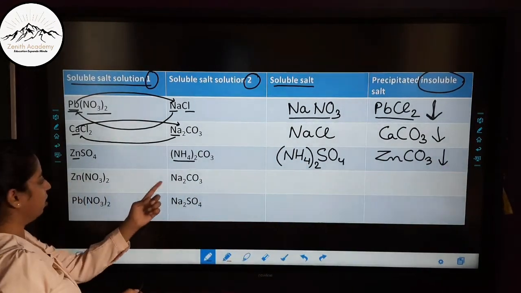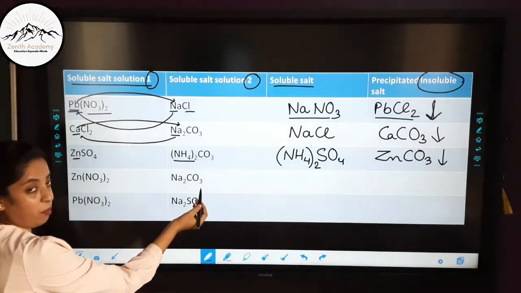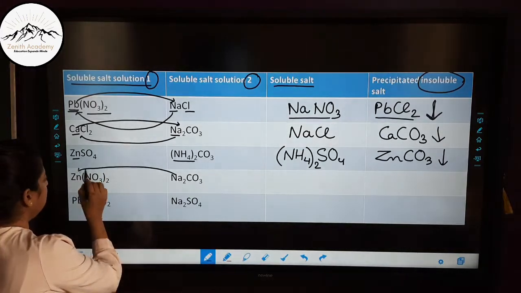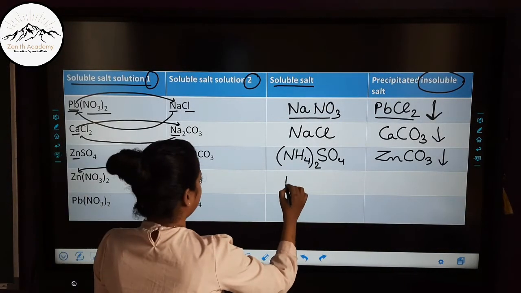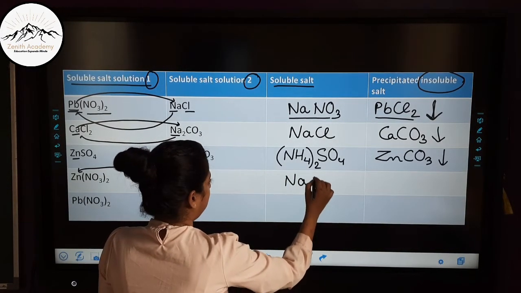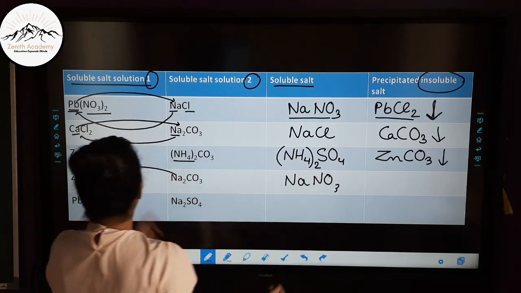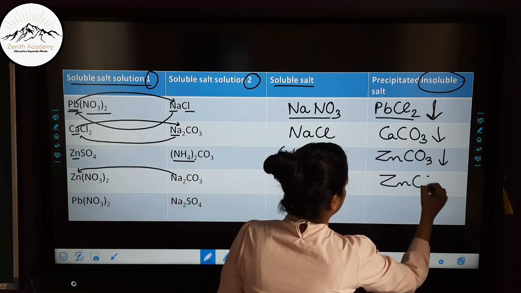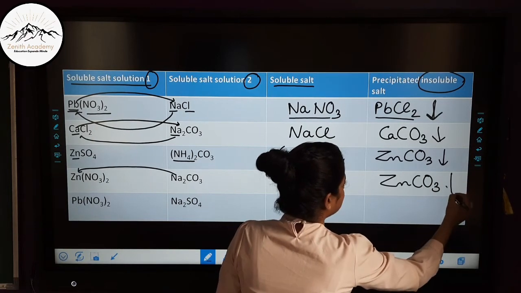Now zinc nitrate and sodium carbonate. If sodium comes here, we will form sodium nitrate, NaNO3, and zinc carbonate. We know zinc carbonate is insoluble.